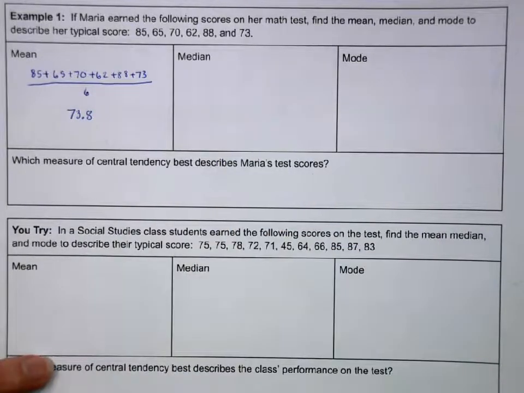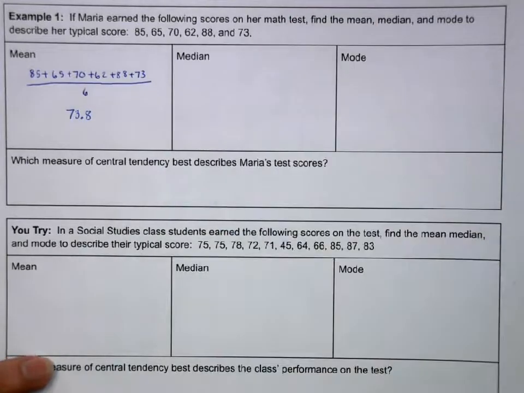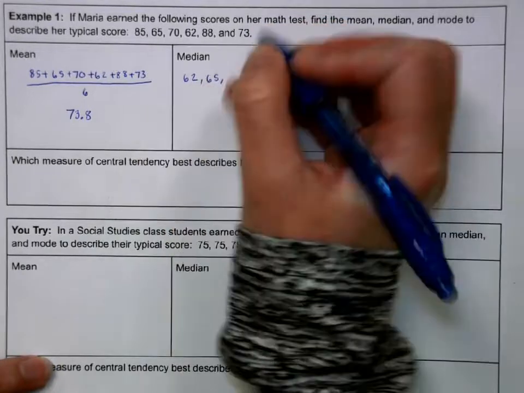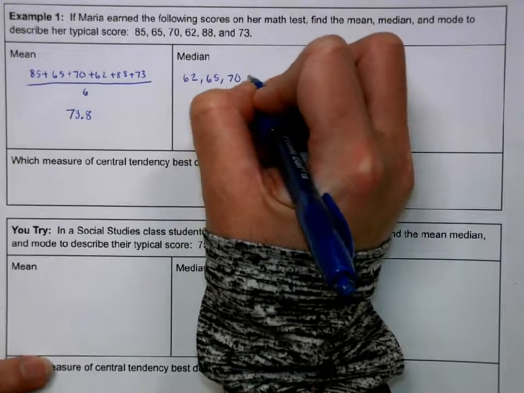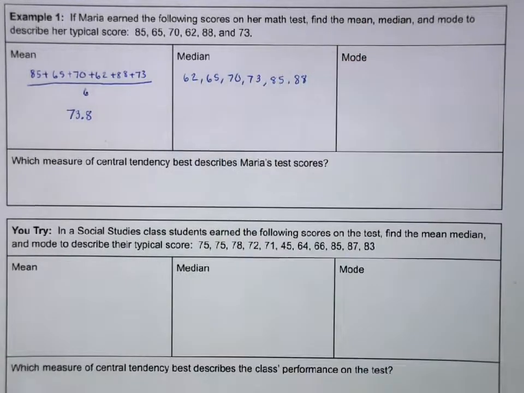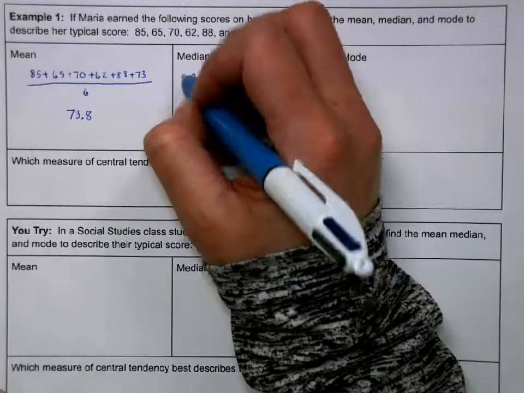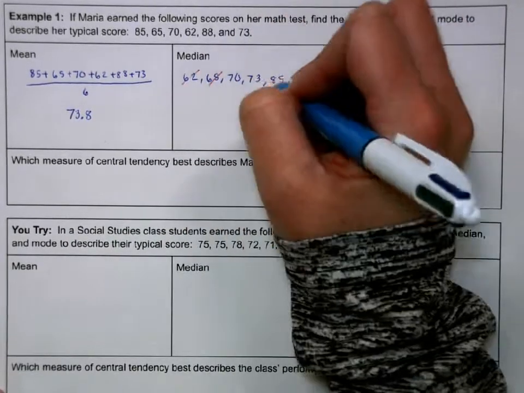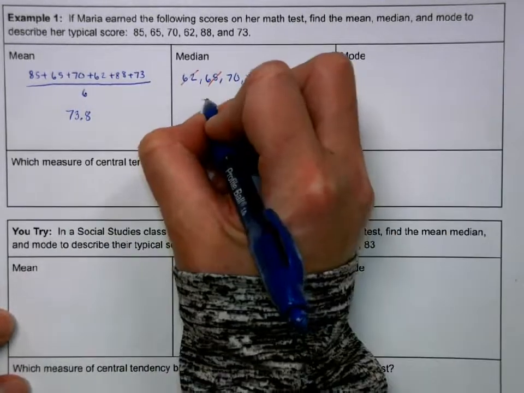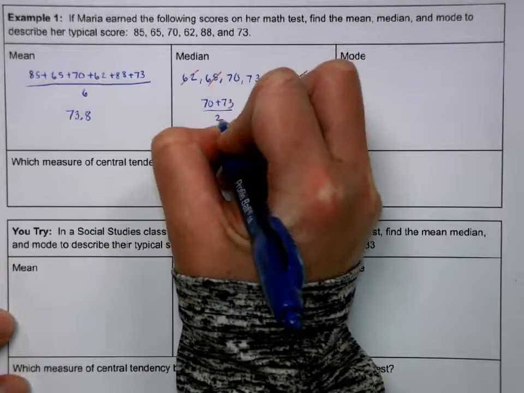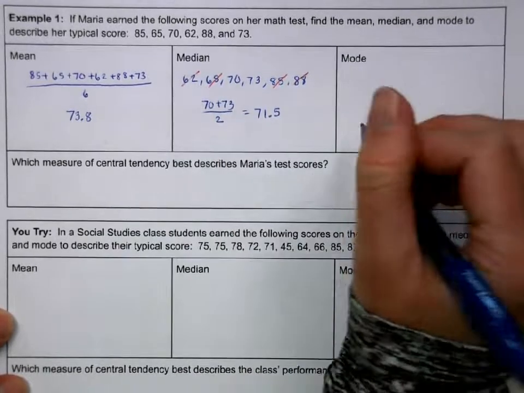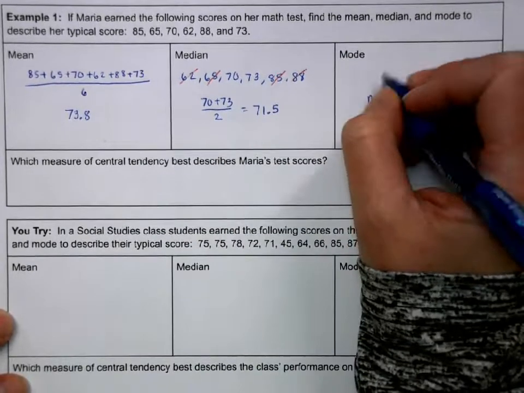Median, what we're going to need to do is line them up from smallest to biggest. So that'll be 62, 65, 70, 73, 85, and 88. To get to the middle then, we'll take off the first and the last, next two, so that leaves me with 2 middle points in this case. So my median is going to be the average of those two, which is 71.5. And for the mode, there's no number that repeats. So in this case, we have no modes.